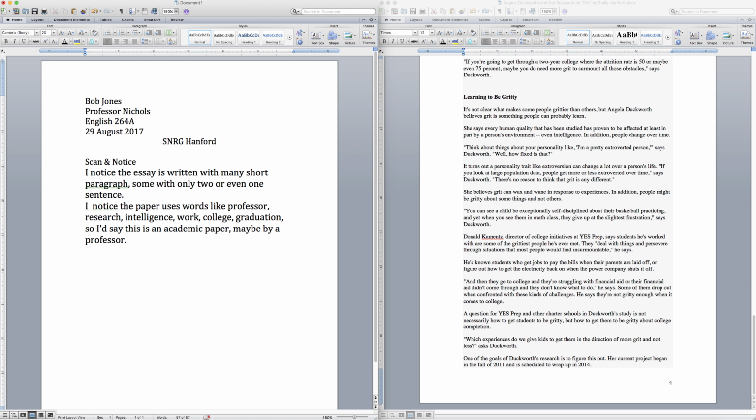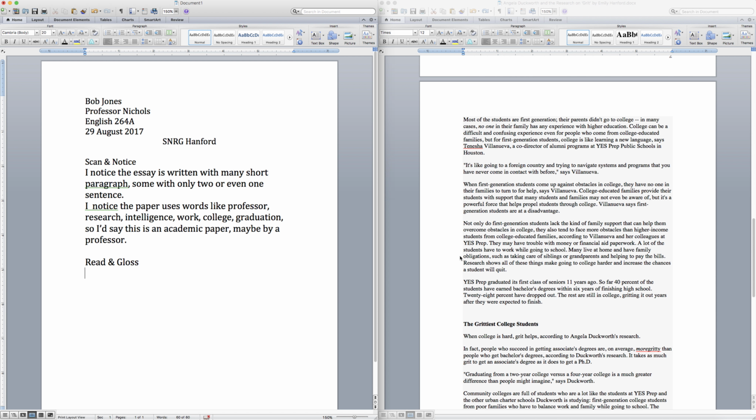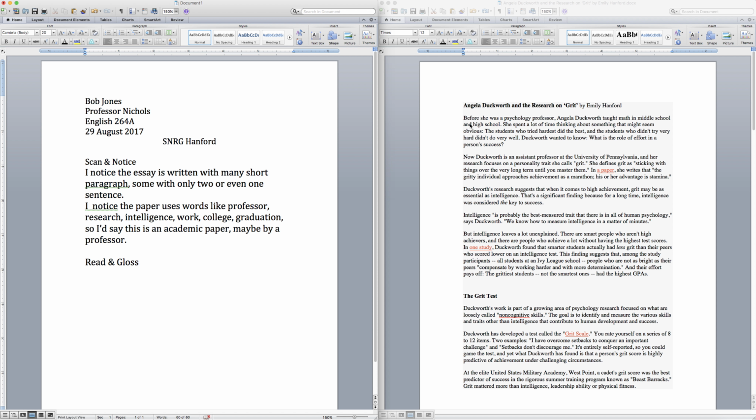Now I go down, and the RG would be read and gloss. You can combine these two as well, because as I said, you're really only writing down what you notice and what you gloss. Scan and read are just actions. So now I go back and I read the entire article. You may want to read it one time through and then actually the next time go back and gloss, or you can combine those activities.